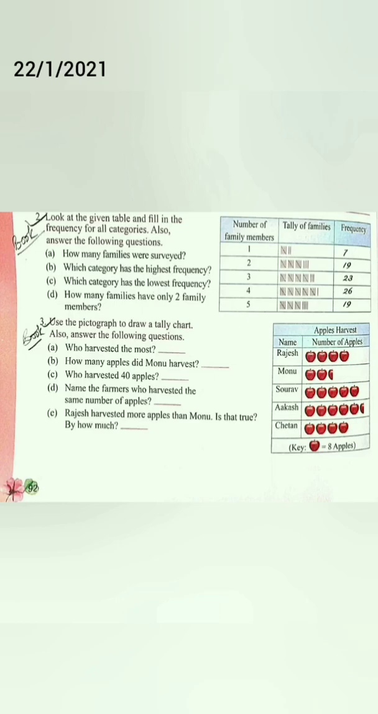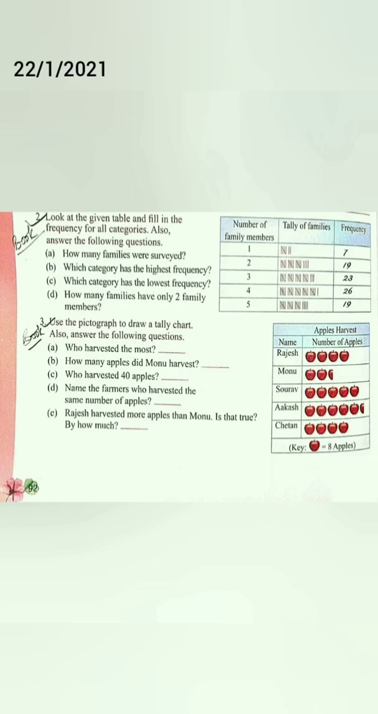Now part B is which category has the highest frequency. We can see that the highest frequency is 26. That is for category 4. So the answer is category 4. Now part C is which category has the lowest frequency. We can see that the lowest frequency is 7. That is for category 1.